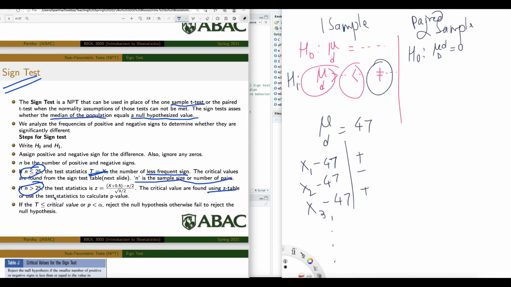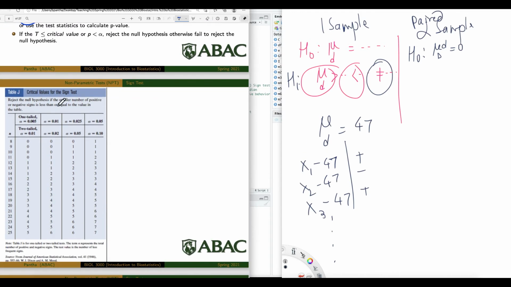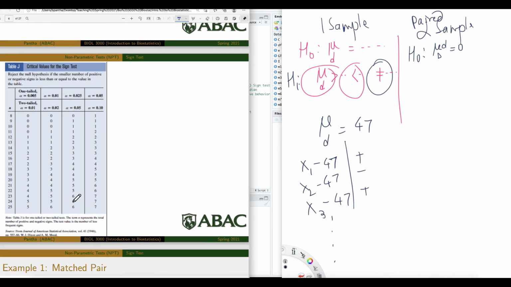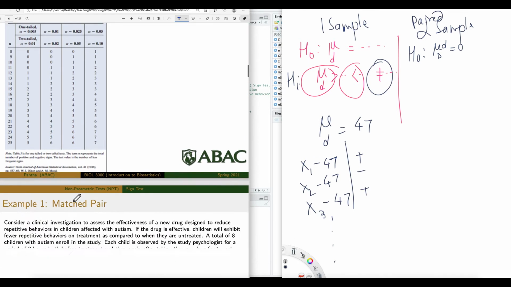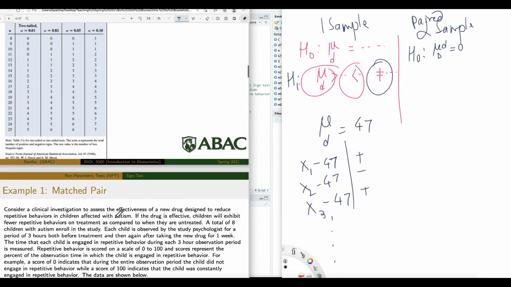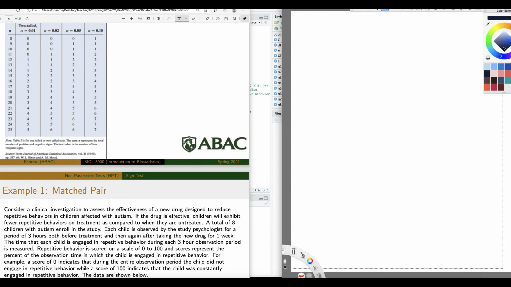All right, so what I'm going to do next is give you one example. This is the Sign Test critical value table. I will be doing both methods: one by hand, manually, and the other directly using R. Okay, guys. All right, let us talk about this example. So, Sign Test using the matched pair. Let me read the question first.